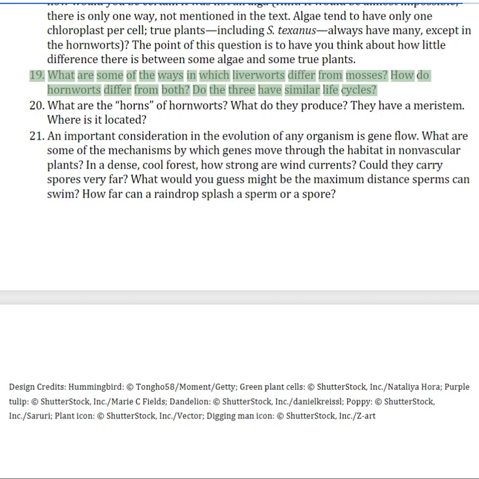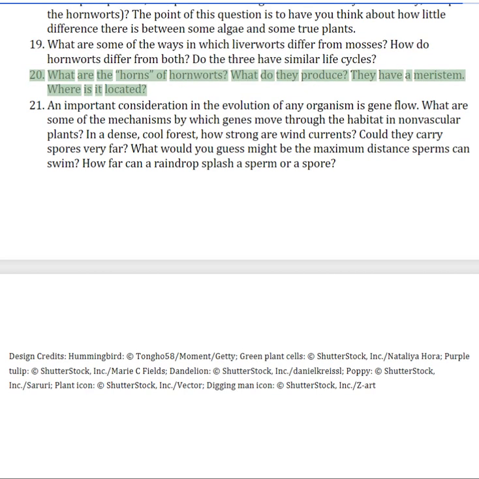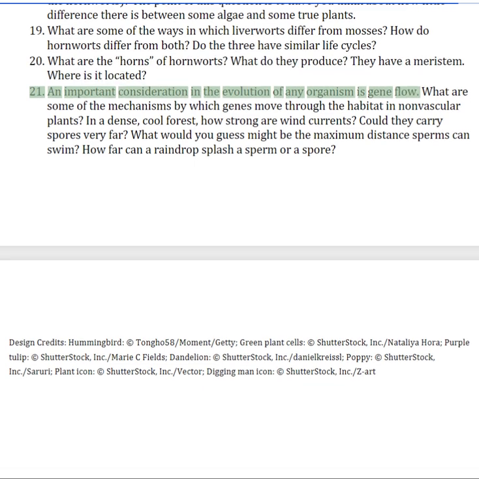How do hornworts differ from both? Do the three have similar life cycles? 20. What are the horns of hornworts? What do they produce? They have a meristem. Where is it located? 21.